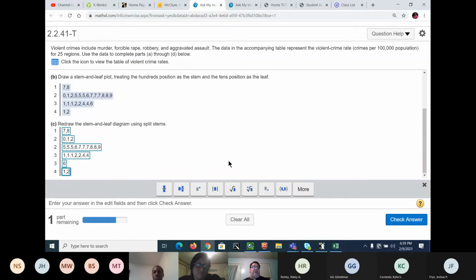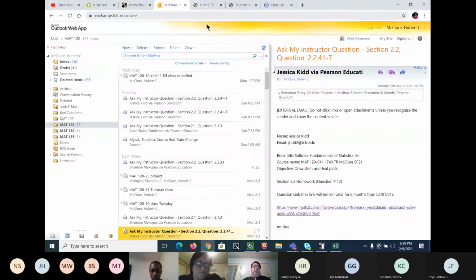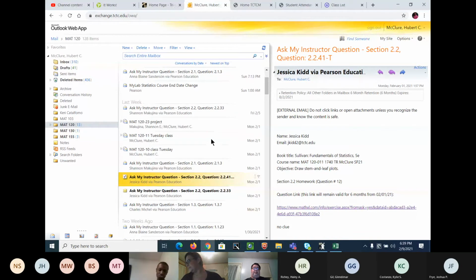I do not test you on this. I don't test you on a split, but you need to know what a split is. You need to write that down as an example of a split stem. It's just recognizing the numbers 4 and below, and 5 and above. Okay, so that's that one. That takes care of 41 and takes care of 33.